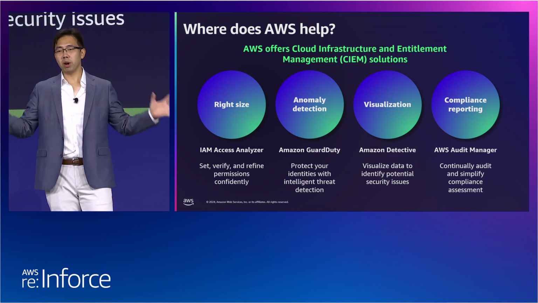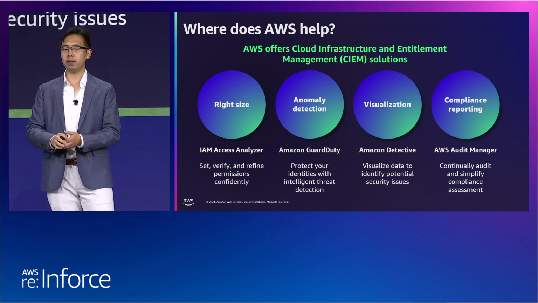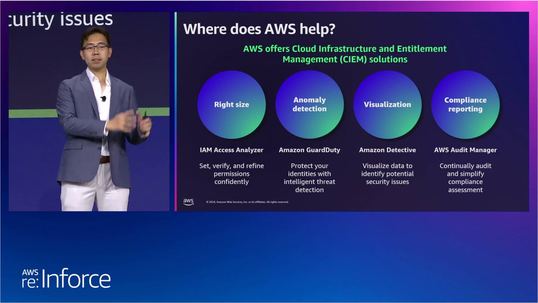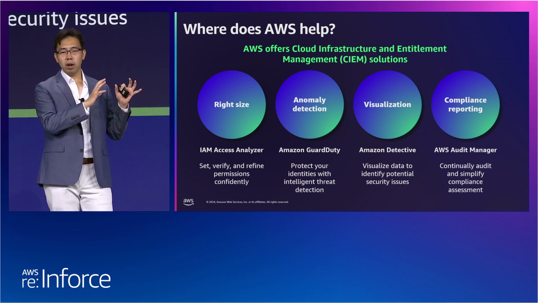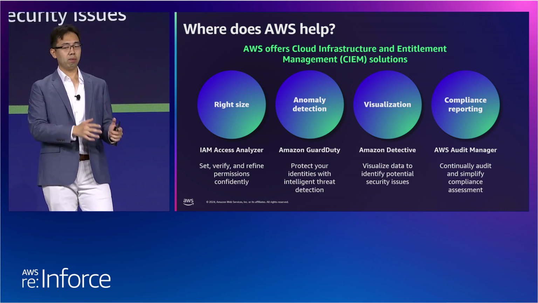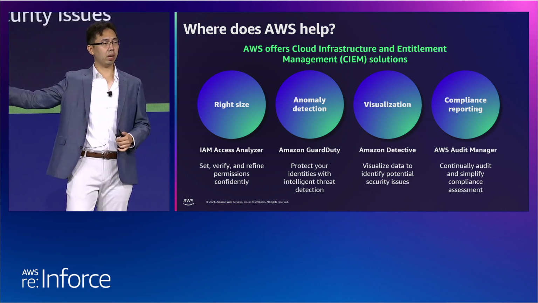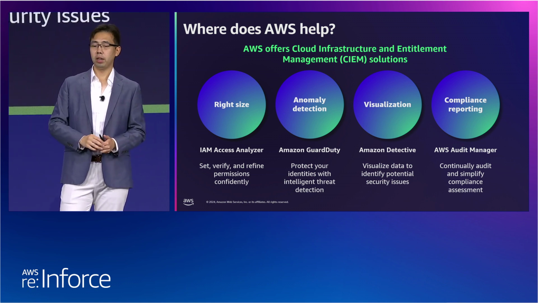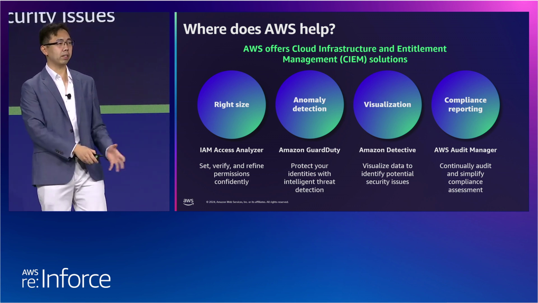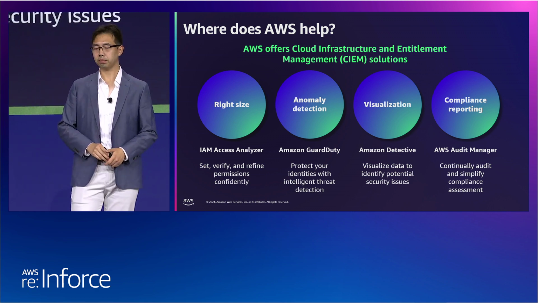This is actually under the broader umbrella of a broader need. So customers tell us that they need better cloud infrastructure entitlement management solutions, better known as CIEM, and Access Analyzer fits in as one part of the entire picture. So we fit under the right size portion. We set, verify, and refine permissions over time. And then when you're looking at other capabilities, for example, like anomaly detection, you can go to Amazon GuardDuty. If you're looking for visualization, you can go to Amazon Detective. And if you want to look at compliance reporting, you can go to AWS Audit Manager.